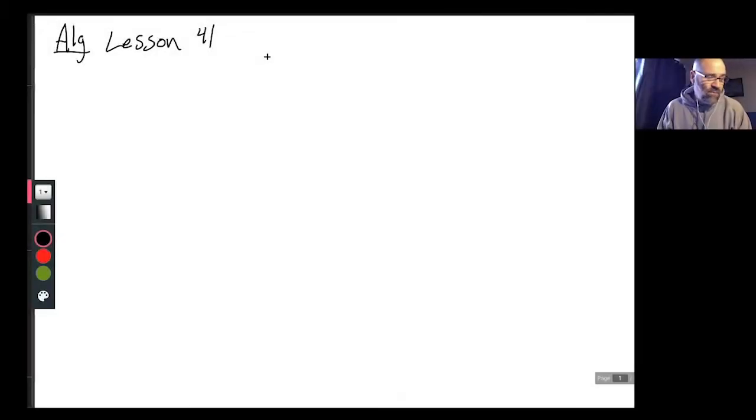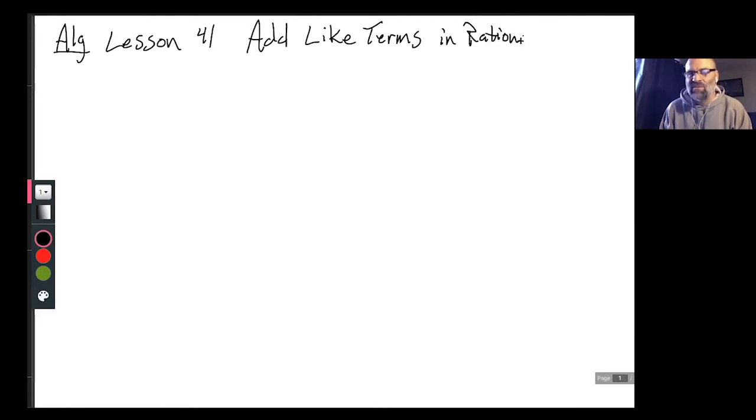All right, so lesson 41, we're going to add like terms in rational expressions. We know how to add like terms, we know how to recognize like terms. But in rational expressions, remember that's just a fancy algebra word for fractions. Something over something. So let's go into that.